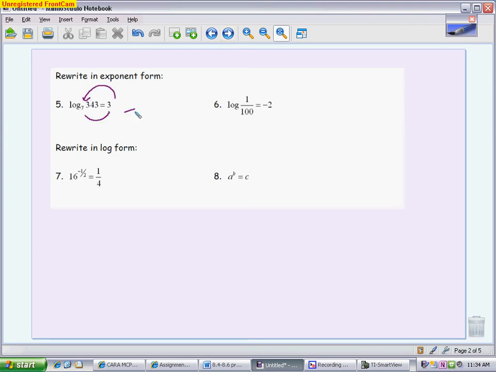So you would have 7 to the 3rd equals 343. And then the second one would be, now the base here is not written, so it's understood that there's a 10 there. That's called the common log. So it would be 10 to the -2 power equals 1/100th. The two logs that do not write the base are the common log, which you'll just see the log with no number there, and then the natural log, and that has base e.